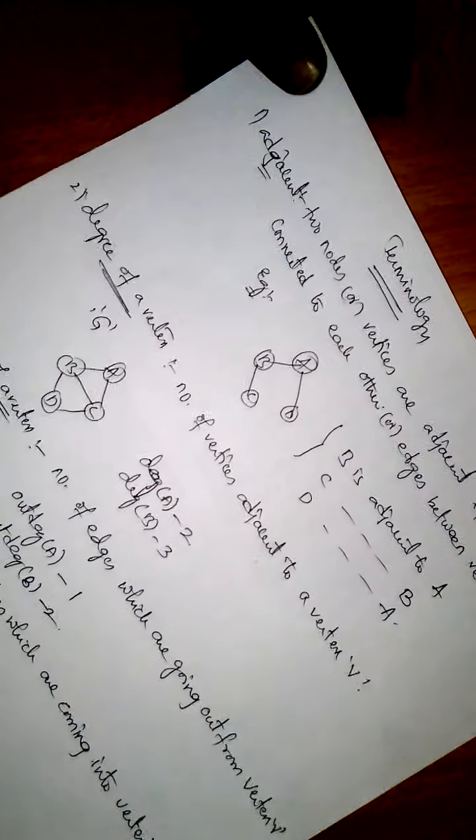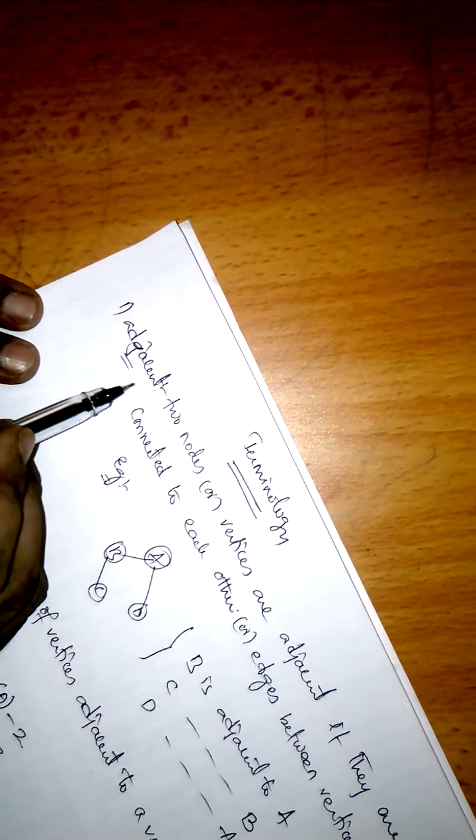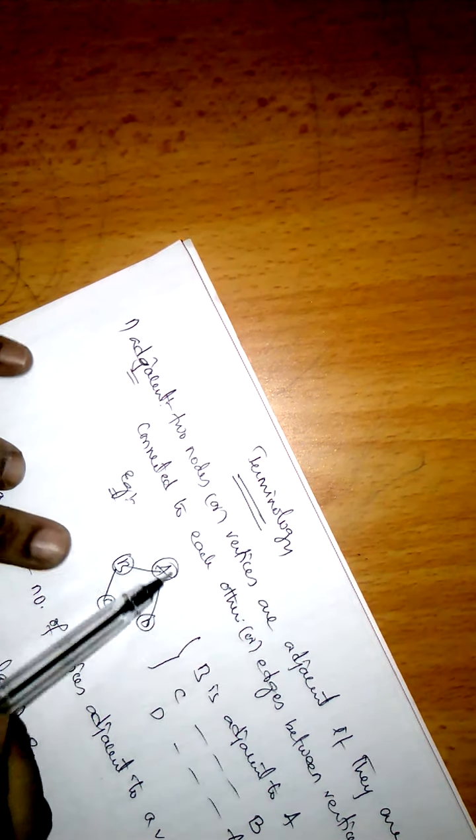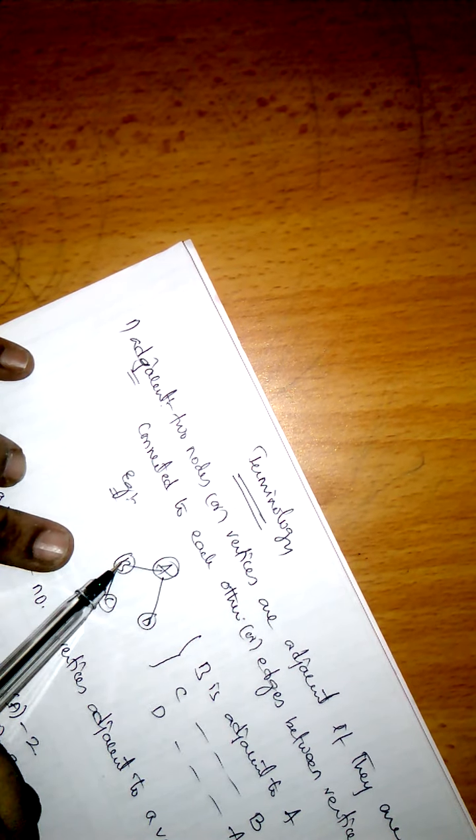Next we will see important terminology of graphs. The first term is adjacent. Adjacent means two nodes or two vertices are adjacent. How do we say adjacency? Here the two nodes are connected to each other, or there is an edge between the two nodes. So this is a graph.